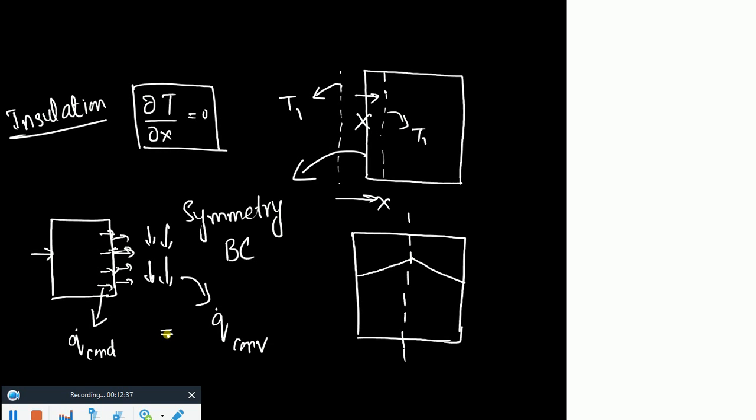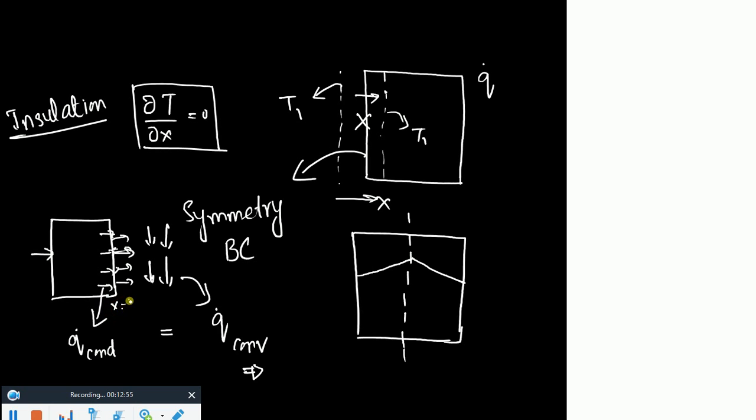You understand that? So that's how you put the boundary condition on that surface. Okay, so what do you mean by it? On this surface, Q dot conduction equals Q dot convection. Let me write it down over there.